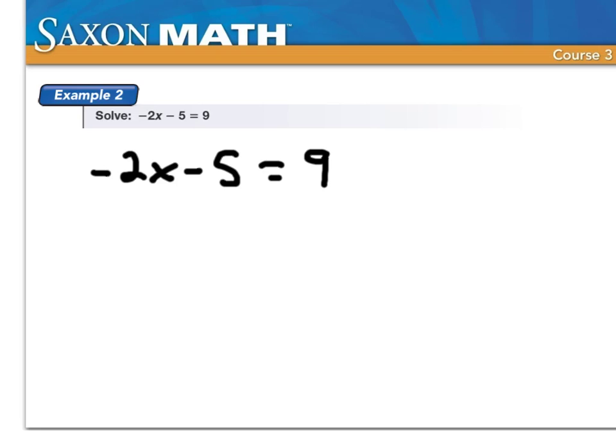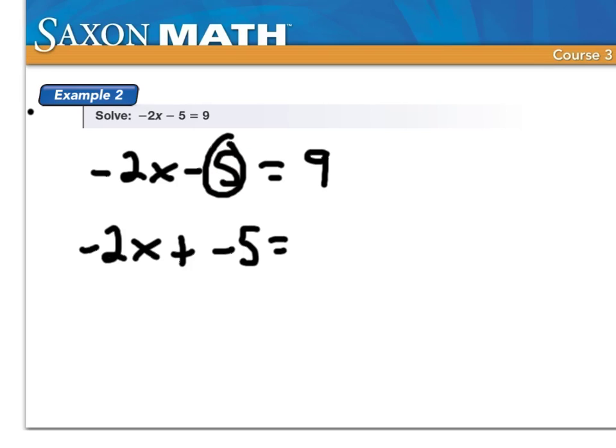We need to change subtraction to addition. So I'm taking negative 2x and I'm subtracting 5. So I'm going to change this to negative 2x. I change the minus to a plus. Minus and plus are opposites. That means that this 5 has to go to its opposite, which is negative 5. Okay, so I change the subtraction to addition.